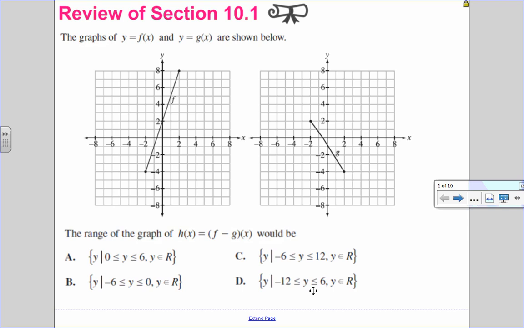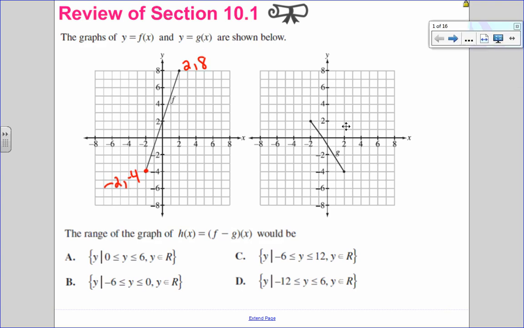I have two graphs here, f of x and g of x, and I want to know what the range of h of x is, which is the difference between f and g of x. So where I'm going to begin is at the endpoints. I have this endpoint here, which is at -2 and -4, and this endpoint up here, which has coordinates of 2 and 8. And then I'll look at the same coordinates for g of x. So I have a coordinate at -2 and 2, and another coordinate at 2 and -4.